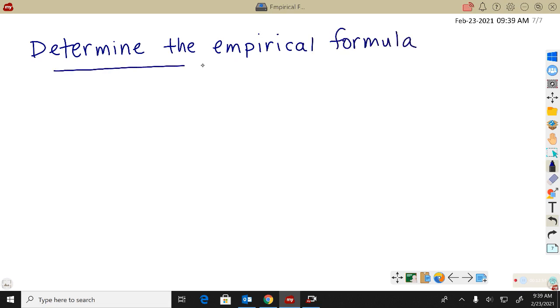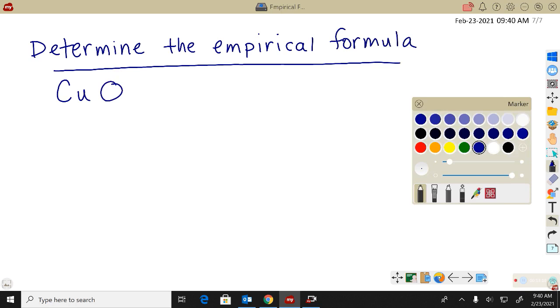And it's going to be a piece of cake because I just determined my simple whole number ratio to be really close to 1 to 1. I'm going to say C-U-O. Which then, if I wanted to go backwards and say, okay, well, what's the name of this thing?